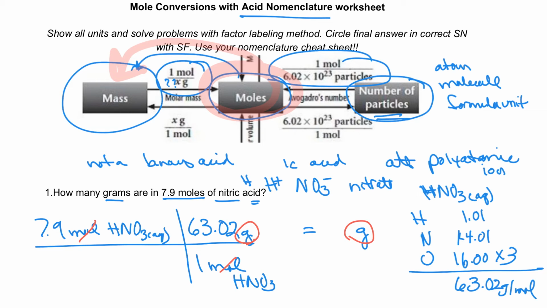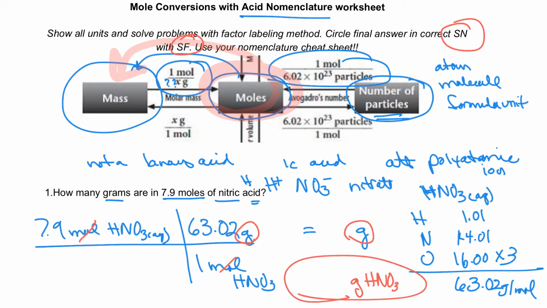That's all I have to do. I'll let you do the math, and I'll let you get to the correct answer with scientific notation with correct sig figs. Your answer should be so many grams, and then you need to tell me of HNO3. All right? So many grams of HNO3. All right, let's try another one.